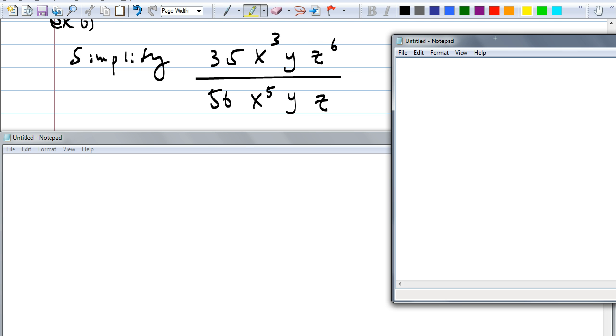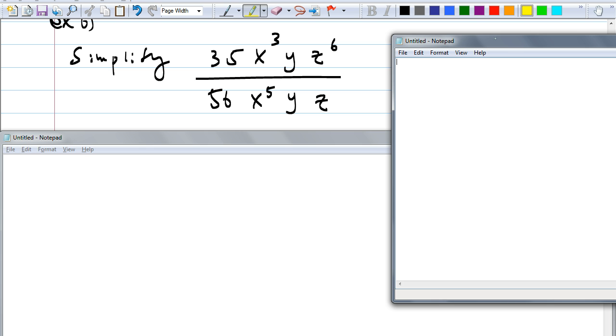Matthew? Yeah, before you subtract the variables, what should we do? Separate them. Thank you. Remember the first fact we learned? How are we going to separate these? Jason? Oh, you did 35 over 56. Good. Times? Times x cubed over x to the 5th.